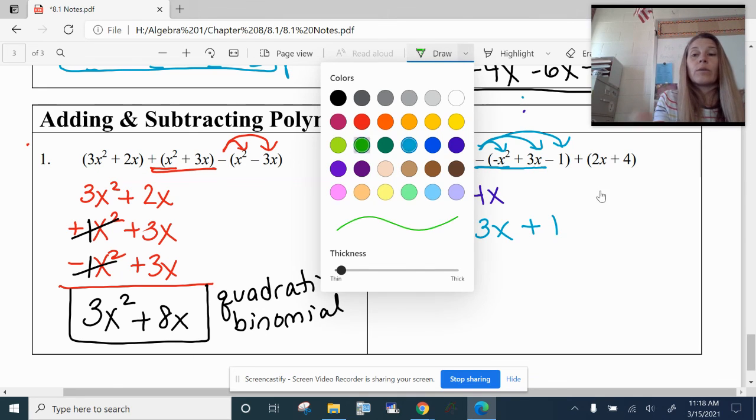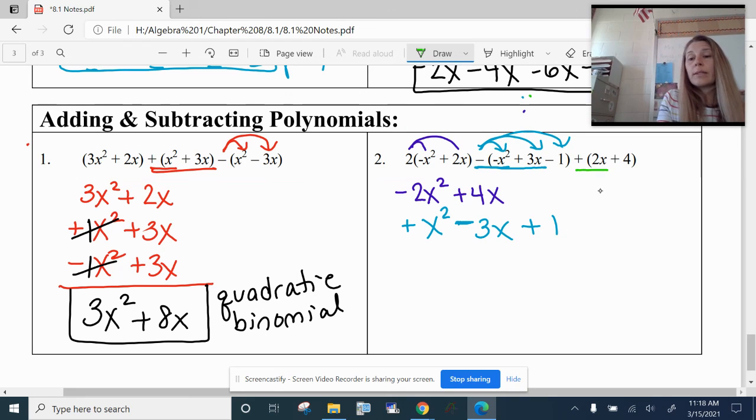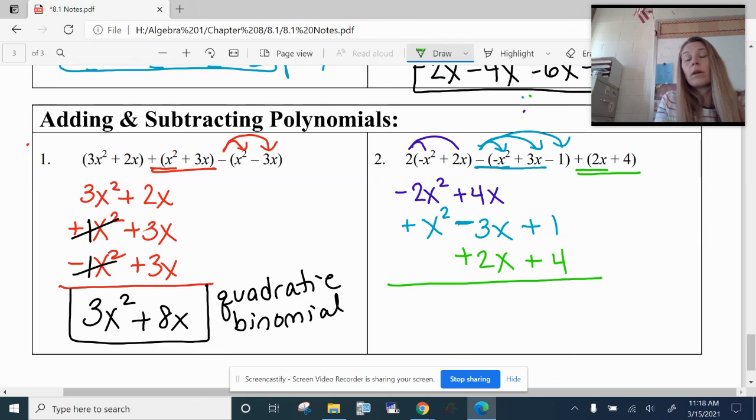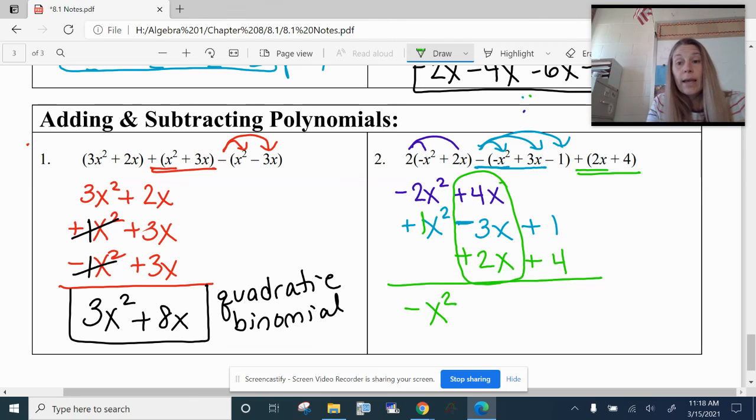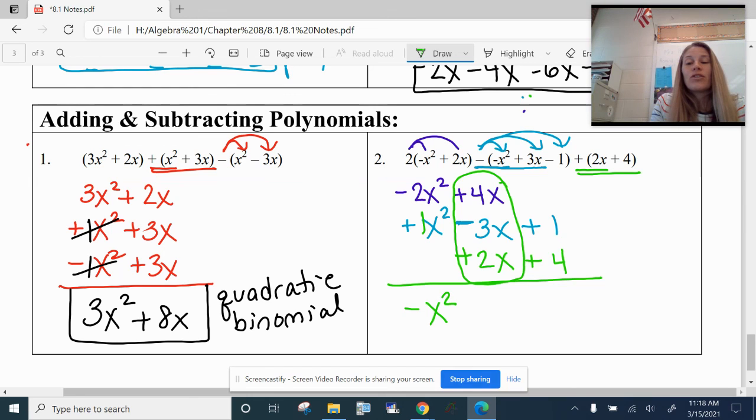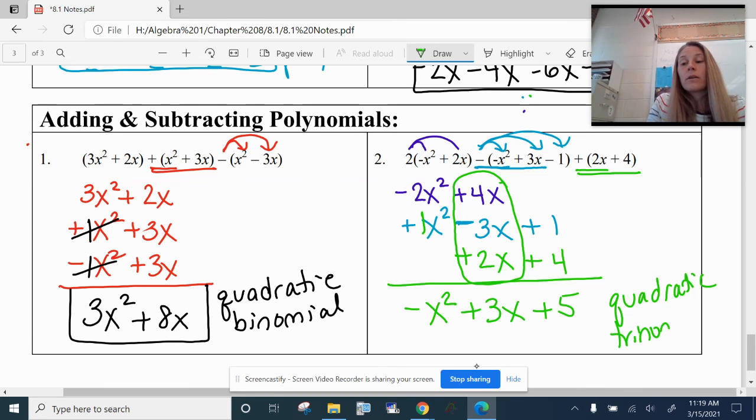So you can see kind of how I lined those up. And then we have plus 2x. So lining that up underneath my other like terms. And then plus 4. And then you can kind of combine the like terms from there. So we know this first one, negative 2x squared plus 1x squared would give me just a negative x squared. Then these 3 can get combined because they're all just x's. So 4 minus 3, which is 1, and 1 plus 2, which is 3. And 1 plus 4, which is 5. And then that will be a quadratic trinomial.